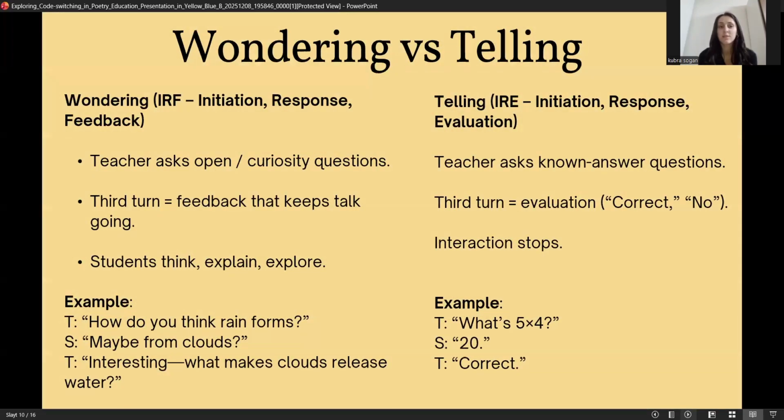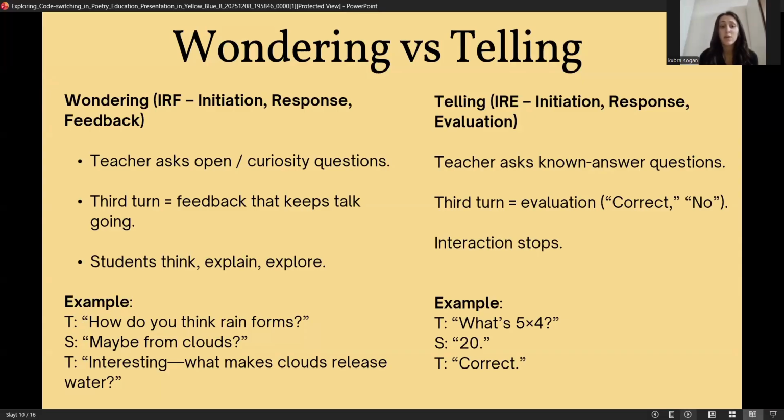Wondering versus telling. Wondering is initiation, response, and feedback. Teacher asks open curiosity questions. Third turn equals feedback that keeps talk going. Students think, explain, and explore. And this is the example of wondering.